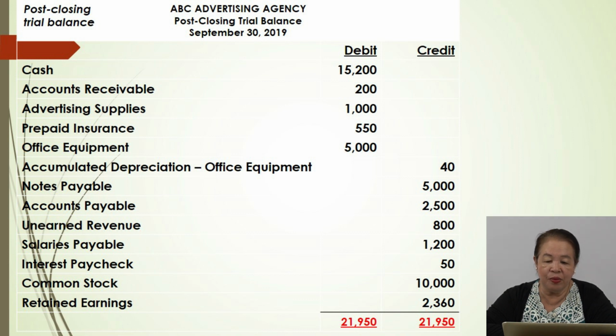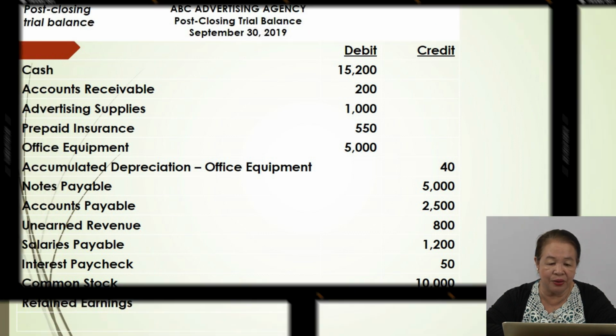No? So, kung mapapansin ninyo dito sa trial balance, kompleto pa siya. Nandyan yung temporary accounts, which is the income statement accounts, and we have the balance sheet accounts, which is the permanent account. No? So, ano yung mga permanent account dito? We have the cash, accounts receivable, advertising supplies, the prepaid insurance, office equipment. We have notes payable. We have accounts payable, no? Common stock, retained earnings, yan yung mga permanent accounts.